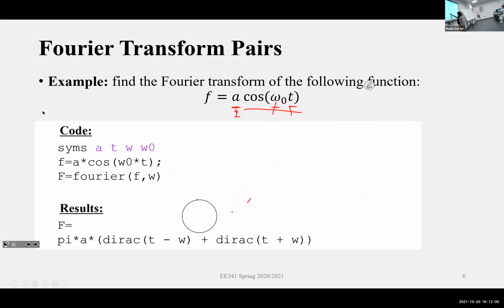Okay, now try to write this function here. No, you don't have to write this, just write. And then here omega naught. Can you try this and then tell me if you get the answer? What is dirac? Dirac is the delta function.